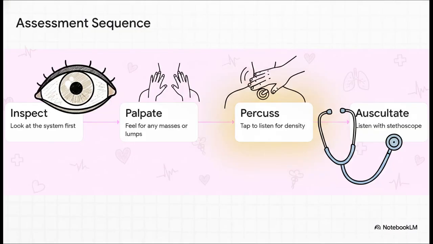Now, before we even lay a finger on a patient, we have to talk about the golden rule of assessment. For almost every single bodily system we are going to look at today, we follow this exact sequence. First, you inspect with your eyes. Second, you palpate or feel. Third, you percuss, which is tapping to listen for underlying density. And finally, you auscultate, listening with your stethoscope. You really want to burn this order into your memory because it's the core rhythm of your physical exam.